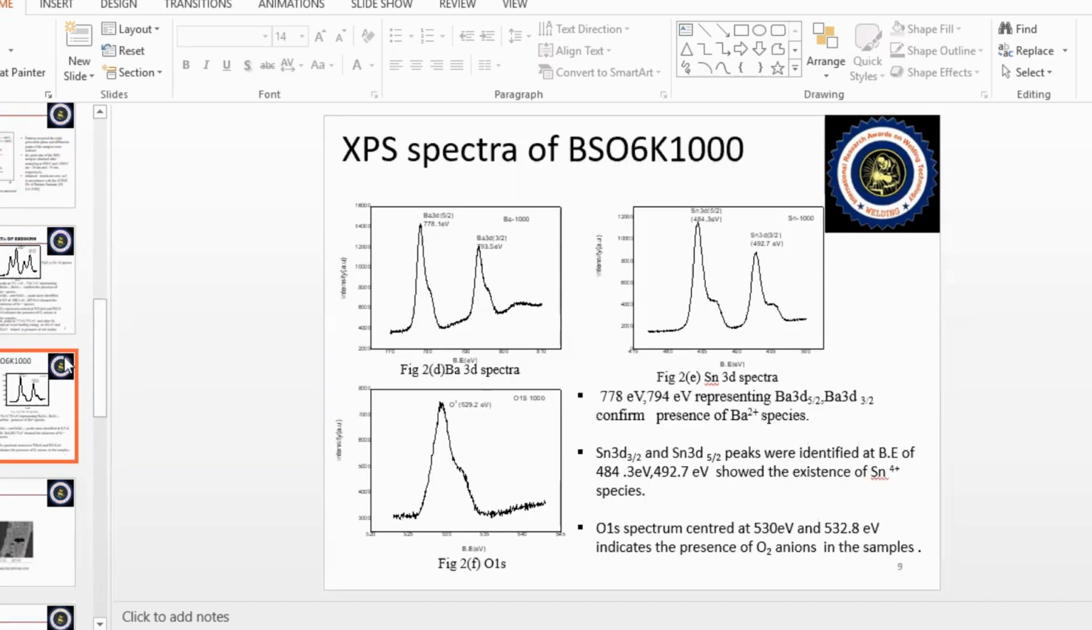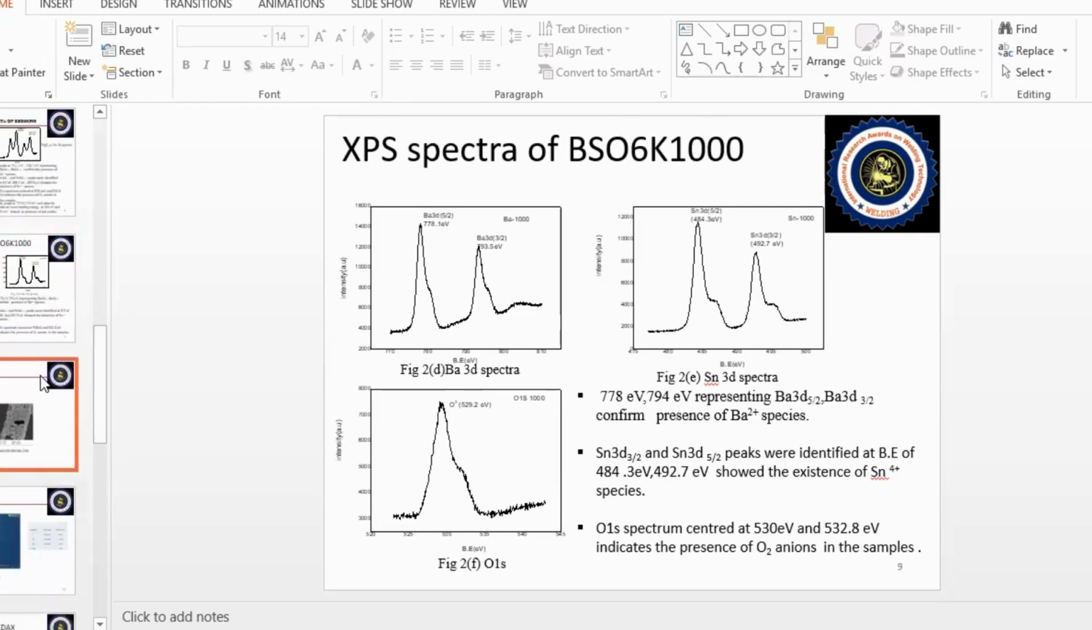Similarly, the XPS spectra of BaSnO3 1000 samples are shown in the figure. 778 eV, 794 eV representing the Ba 3d 5/2 and Ba 3d 3/2 confirm the presence of Ba2+ species. The tin Sn 3d 3/2 and Sn 3d 5/2 peaks were identified at binding energy of 484.3 eV, 492.7 eV showed the existence of tin 4+ species. The O1s spectrum centered at 530 eV and 532.8 eV indicates the presence of O2- anions in the samples.